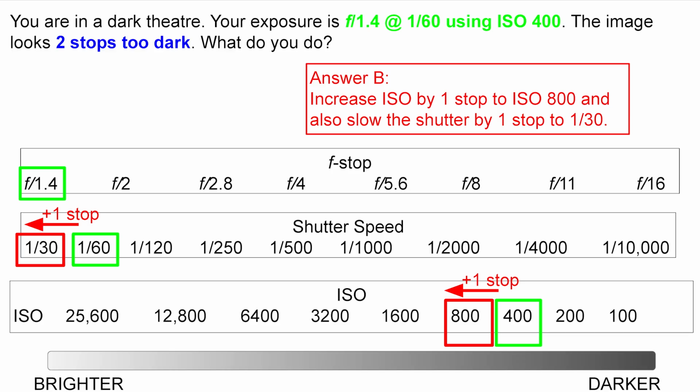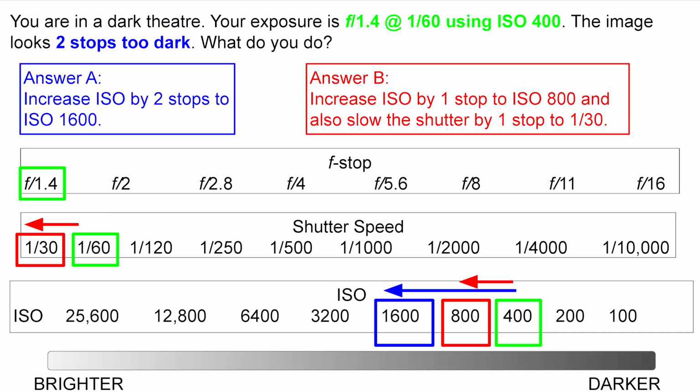Actually, we could even do this with shutter speed alone. We could take the shutter speed down to 1/15th of a second without touching the ISO. But 1/15th of a second is pretty slow if we're trying to handhold a picture in a dark theater. The point here is that there is more than one right answer, and which answer you choose is going to depend on other things than whether or not it's properly exposed, because these answers are all properly exposed.